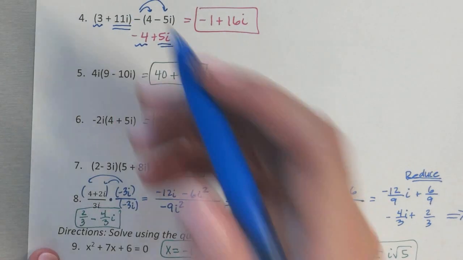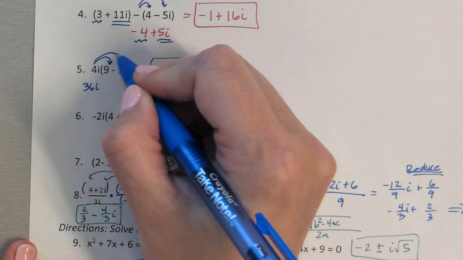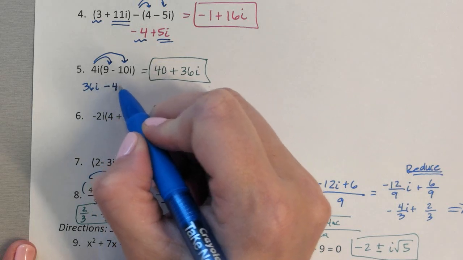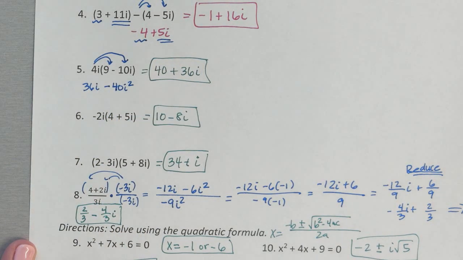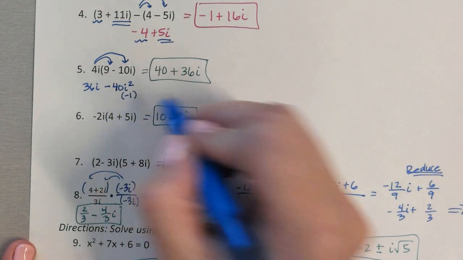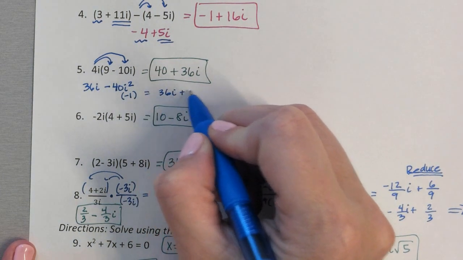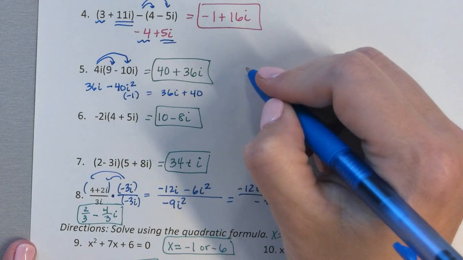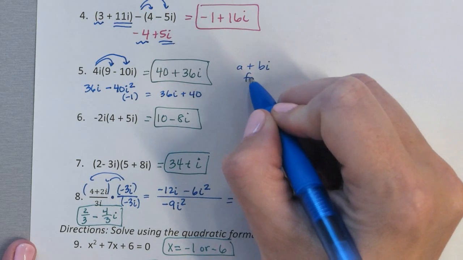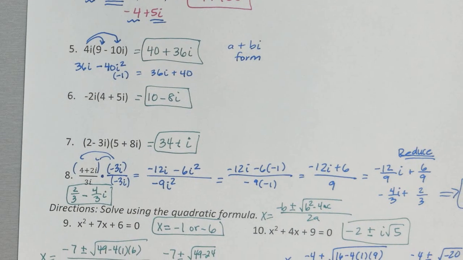Okay, and then we get to the multiplication. So when you multiply, this becomes 36i, and then when you multiply and you have multiple i's, they make i squared. Okay, so now you're going to plug in, what do you plug in for i squared? Negative 1. Okay, and then if you have 36i plus 40, remember you have to write it in the form a plus bi. Okay, so all these will be in a plus bi form, and that's why your final answer is 40 plus 36i.